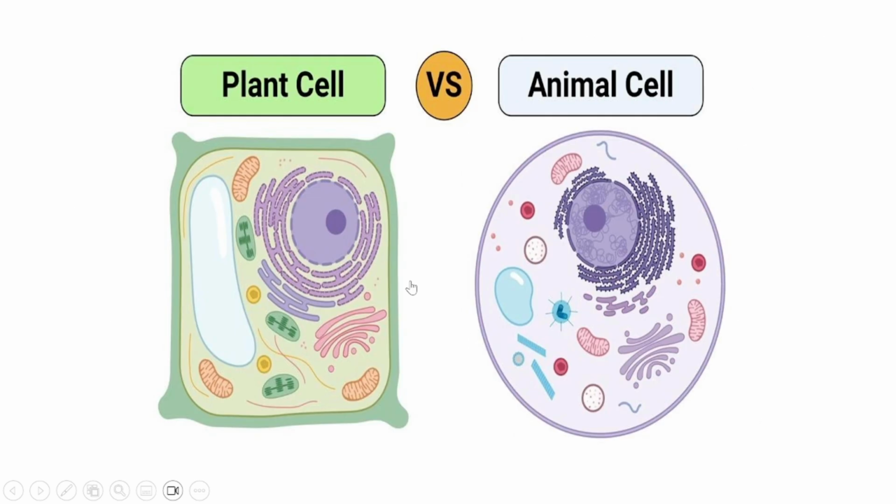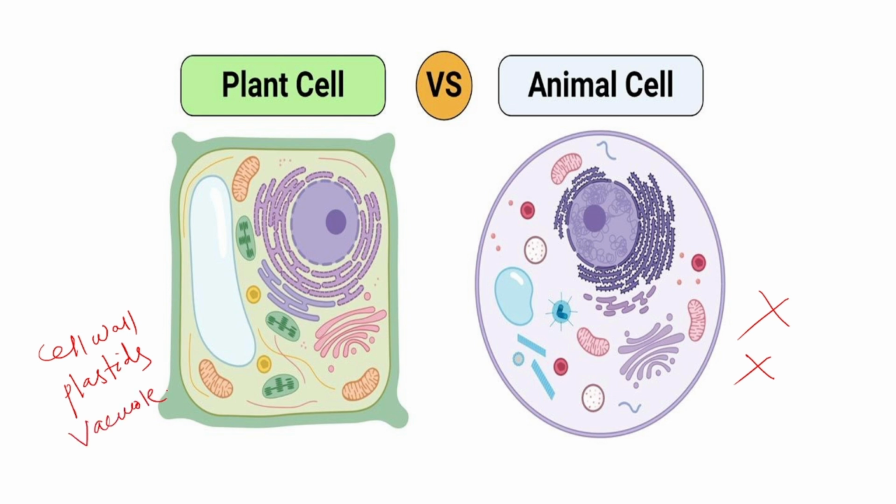Here is an overview of plant cell and animal cell. Plant cells have a cell wall, but animal cells don't have a cell wall. Plant cells have plastids, that is the chloroplast, chromoplast, leucoplast, but animal cells don't have plastids. In plant cells, there is a large vacuole, but animal cells don't have a vacuole. If present, it is very small or tiny.